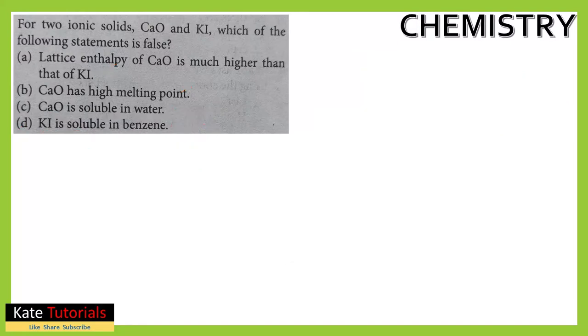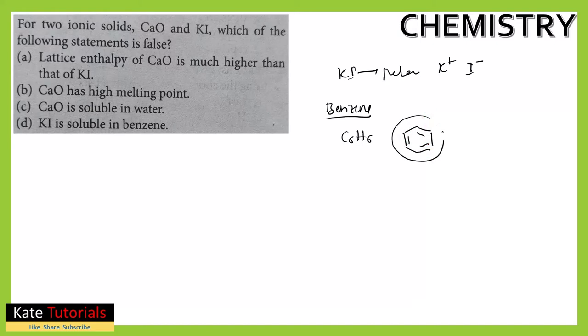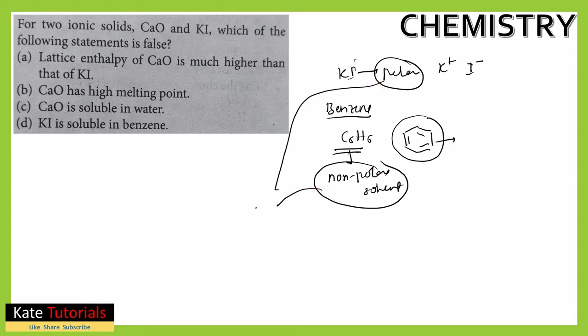We know that potassium iodide is polar, because it exists as K+ and I-. And this is benzene. Benzene is an organic molecule with the formula C6H6, a ring with conjugation. Here all are carbon and hydrogen, so there is no polarity. This is a non-polar solvent, whereas KI is polar. So it is not going to dissolve in it.